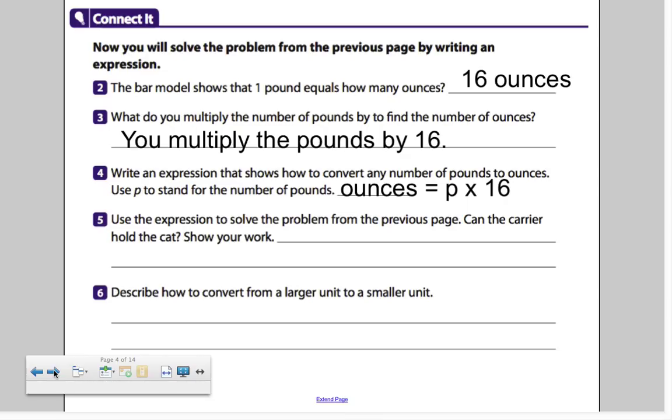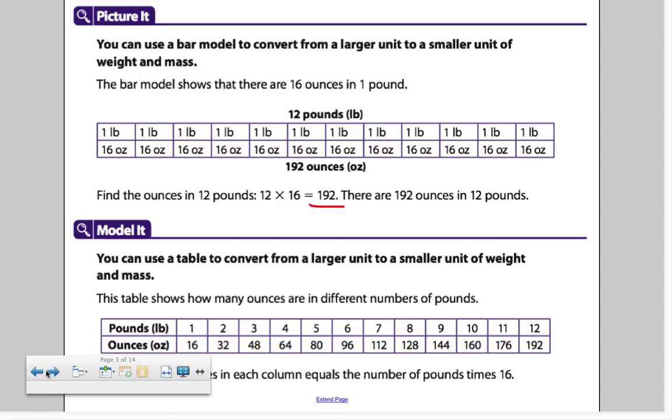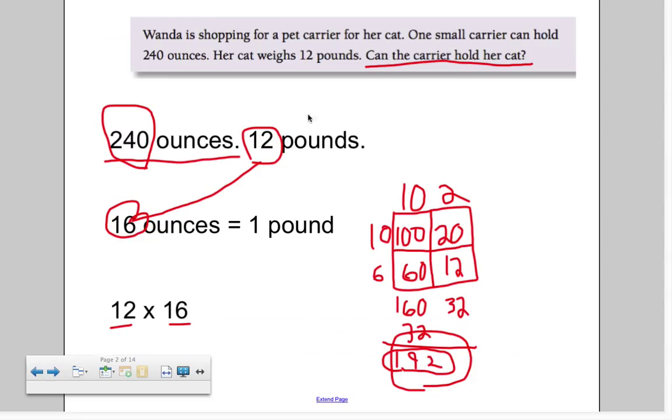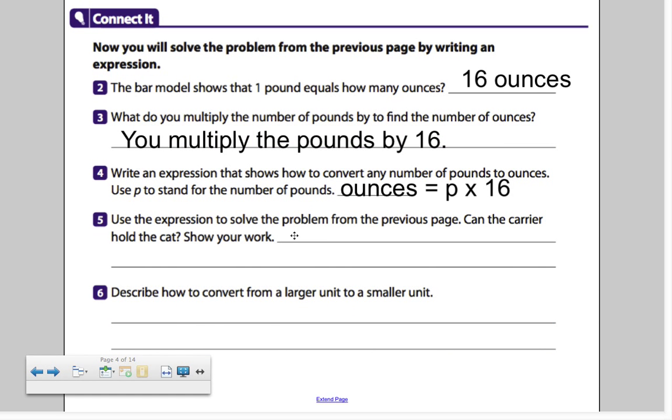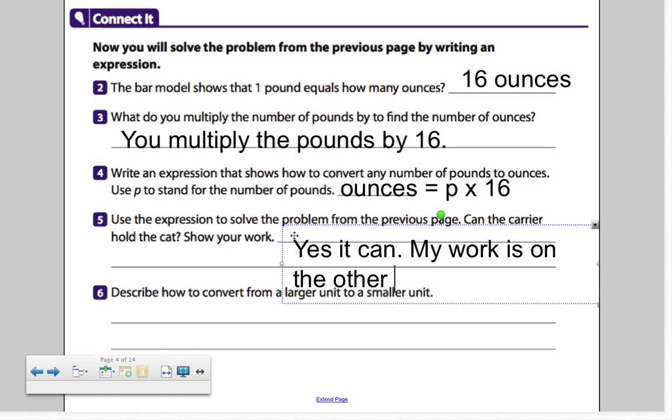Use the expression to solve the problem from the previous page. Can the carrier hold the cat? Well, great. We already did that work. It says show your work, but that's all the work that we did right here. So take a look. We did 12 times 16. We got 192. 192 is smaller than 240. So can the carrier hold the cat? Yes, it can. My work is on the other page.